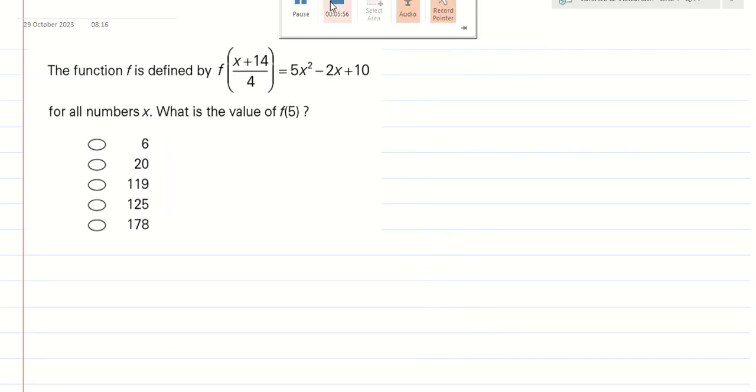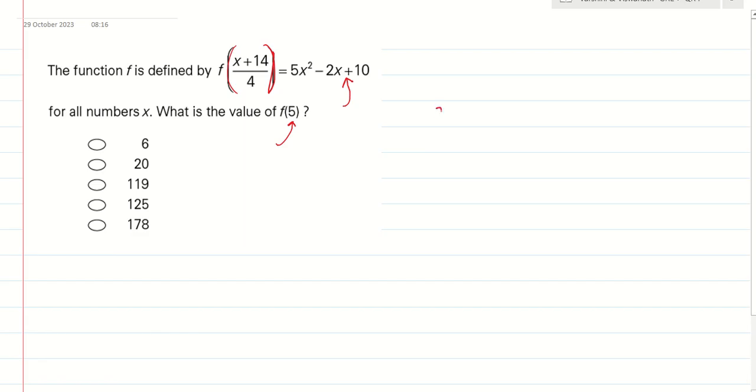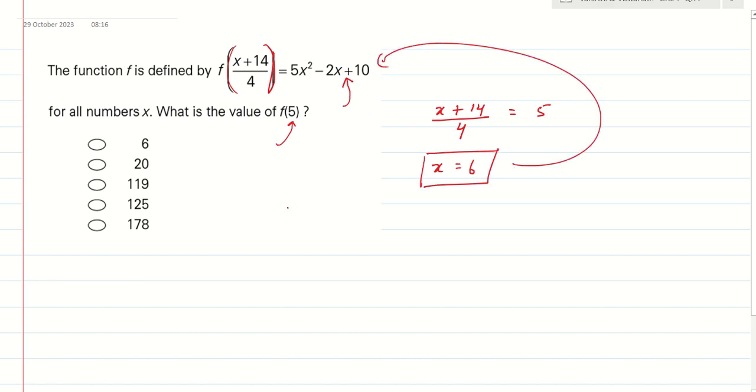Here we go. If you equate the inputs, how much will you get? X plus 14 divided by 4 equals 5. X equals 6. Let's plug in the output here. So 5 times 6 square minus 2 into 6 plus 10. Correct. How much will you get here? 36 into 5, how much will you get?